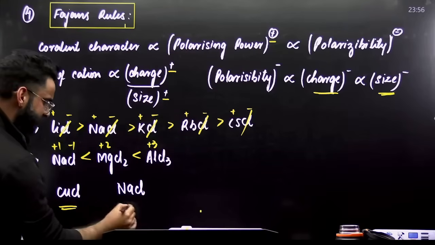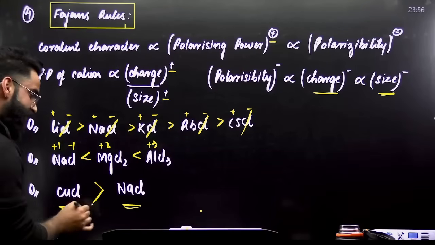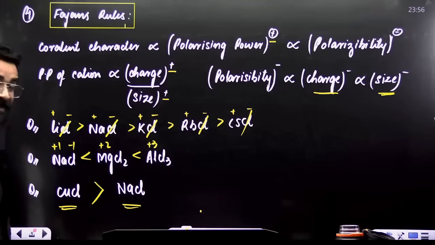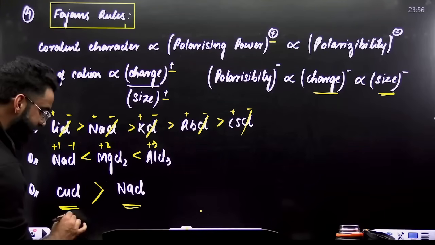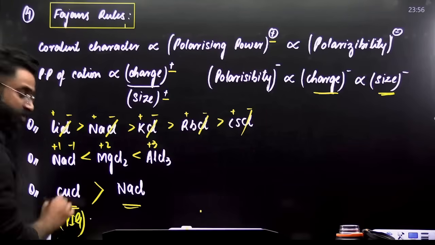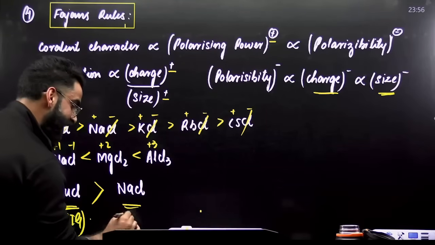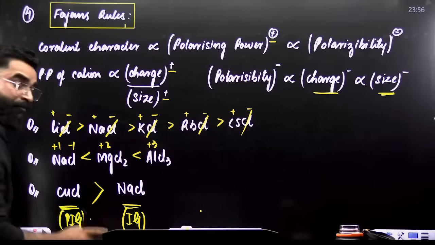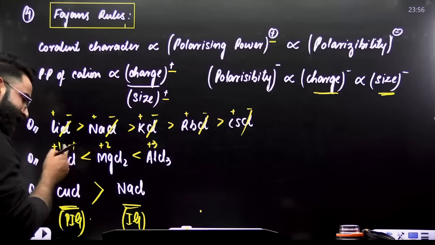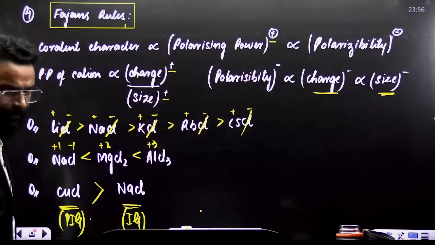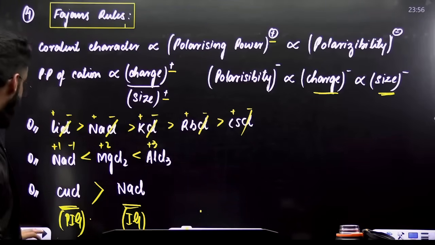Now, remember this, CuCl, NaCl. CuCl has got more covalent character than that of NaCl. If they ask you the reason, remember in case of CuCl, the cation has pseudo inert gas configuration. Here the cation has got inert gas configuration. And remember, polarizing power of that cation, which has pseudo inert gas configuration, is more. If polarizing power of cation is more, that means covalent character will be more. Simple. So a short question will be asked from this.